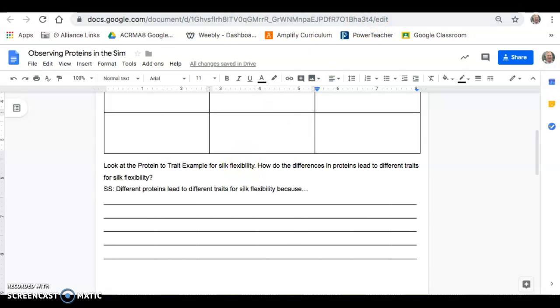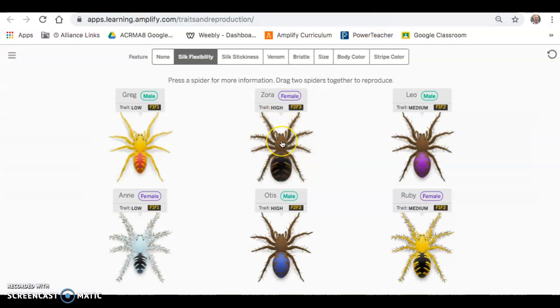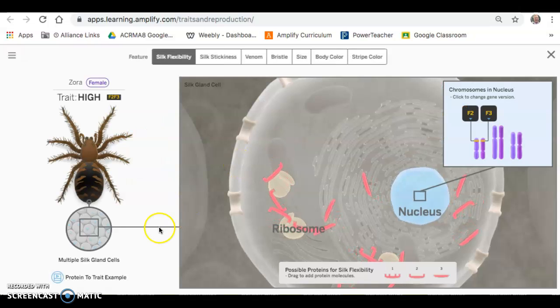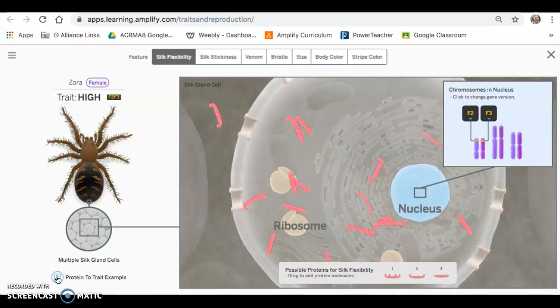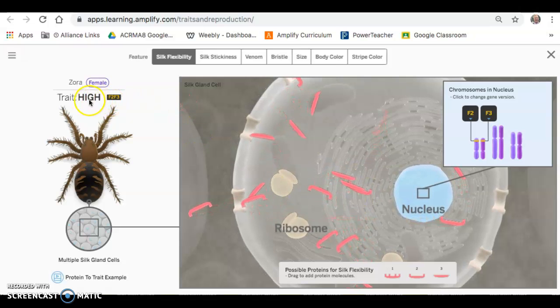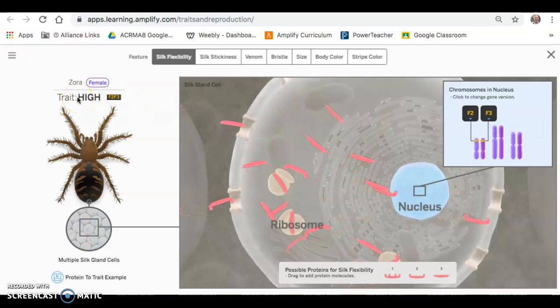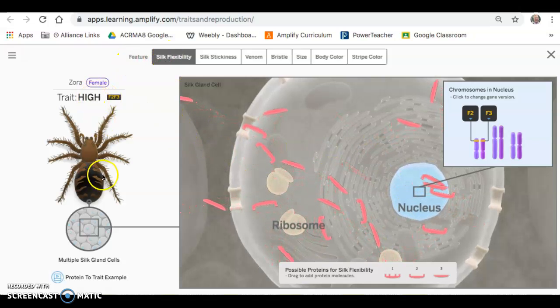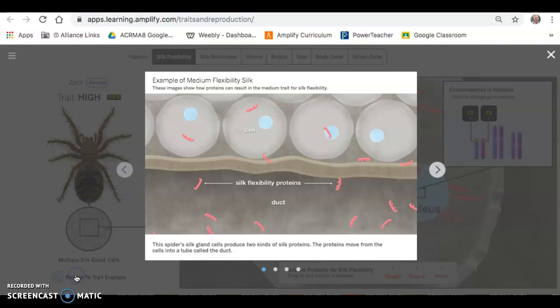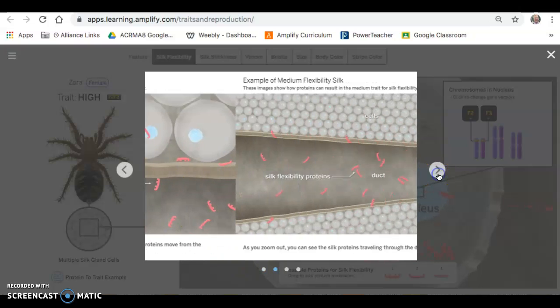So what that means is anytime you click on a spider, there's this little thing right here that says protein to trait example. It's going to explain in depth how these proteins give them this trait. So here we're talking about silk flexibility, how these proteins give this spider high flexibility. So I'm going to click on here. So this gives us very detailed information. You can go ahead and read in here and then just click along.